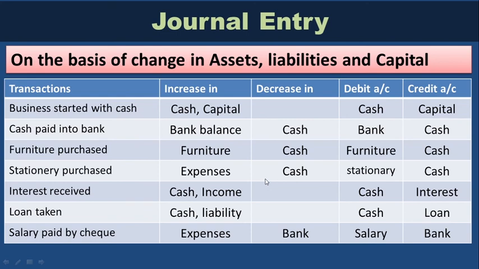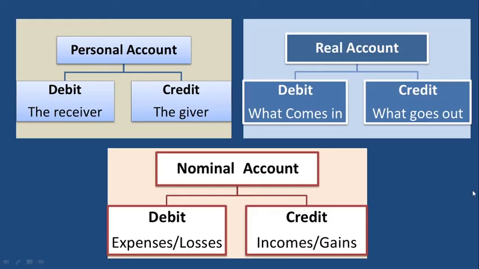Salary paid by cheque. When we pay the salary, expenses are increasing as well as bank balance is decreasing. As expenses increase, the salary account is debited, and bank account is getting decreased. By the rule, bank account is credited here. To be more clear about this debit and credit rule, please go back and see the last slide of the five accounts. At last, I am giving some core rules of debit and credit.